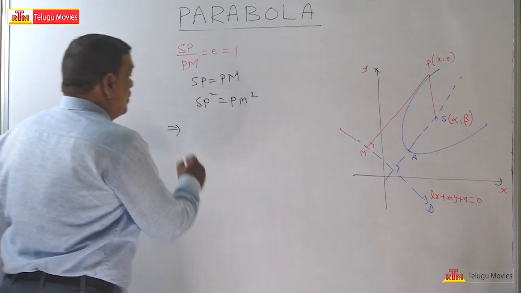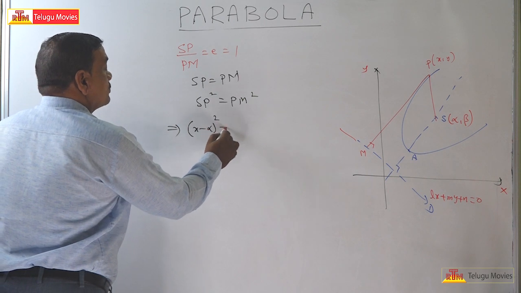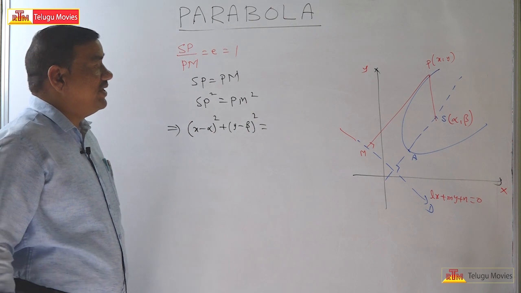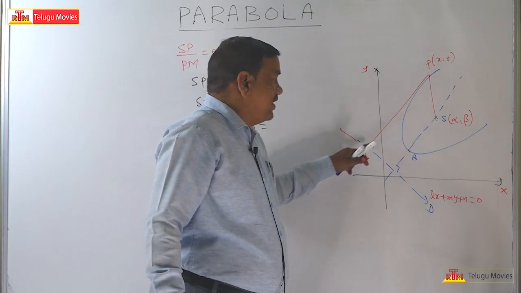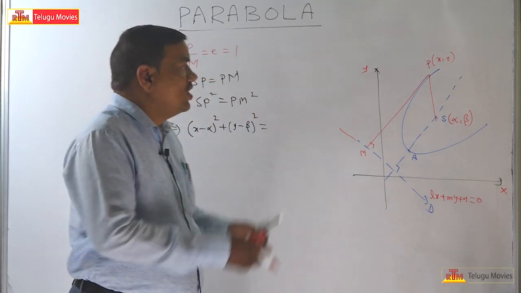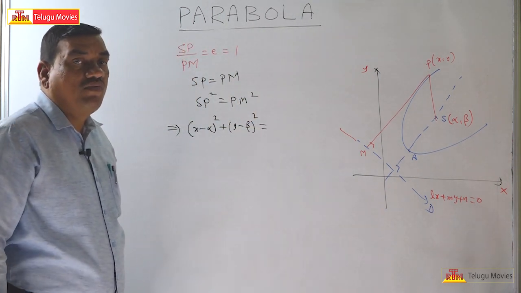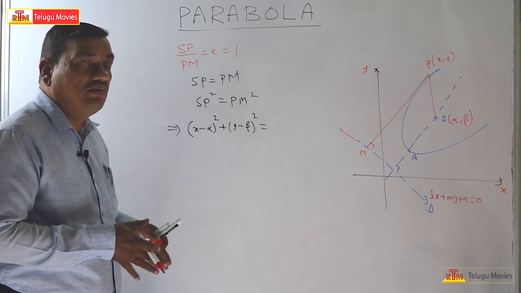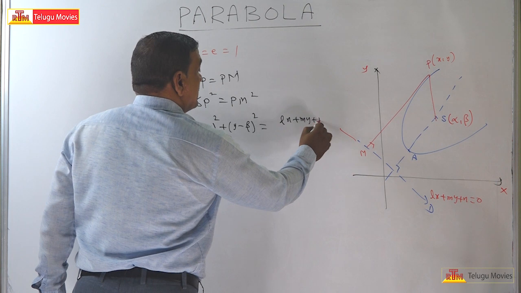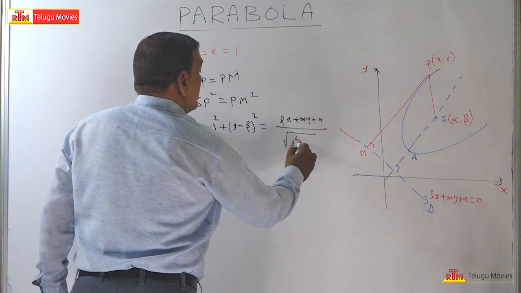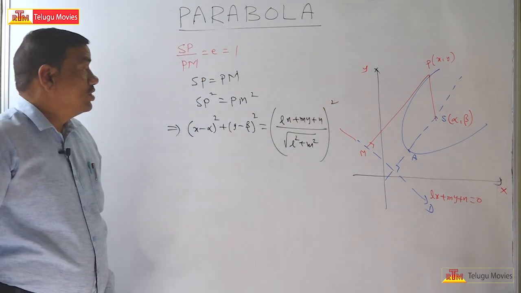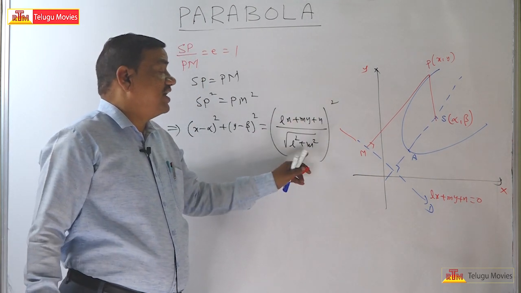That is equal to (x minus alpha) whole square plus (y minus beta) whole square is equal to, what is PM? PM is nothing but the perpendicular distance from the point P to the line Lx plus My plus n. You know the perpendicular distance formula. What is the formula? (Ax1 plus By1 plus C) by root of A square plus B square. That is (Lx plus My plus n) by square root of L square plus M square, whole square. Understand? So this square will come for numerator and denominator.